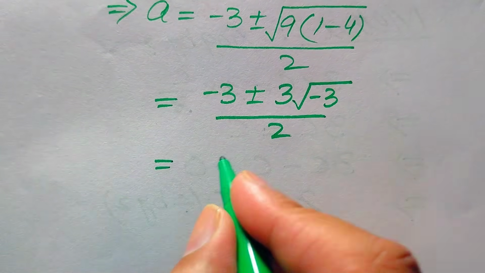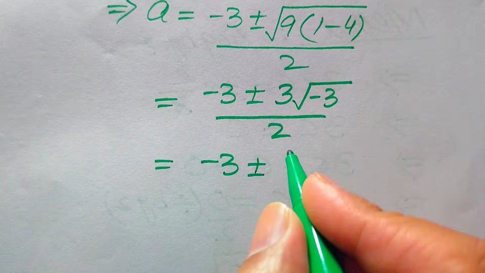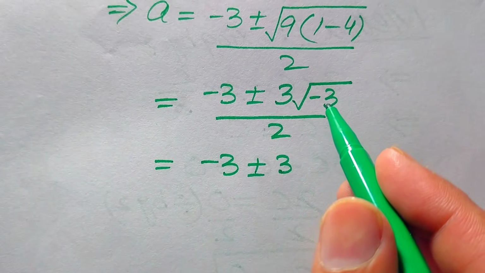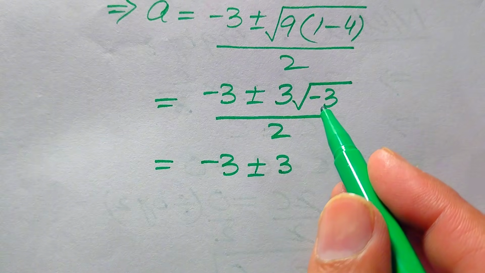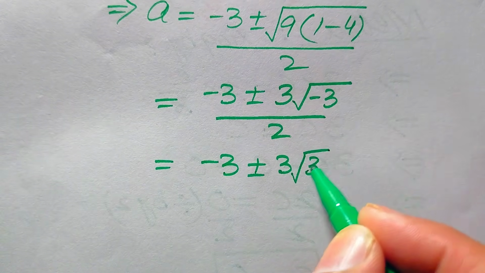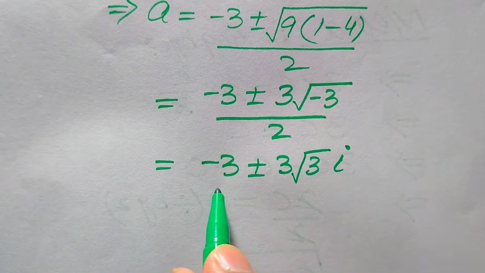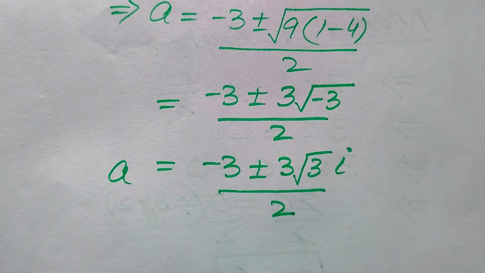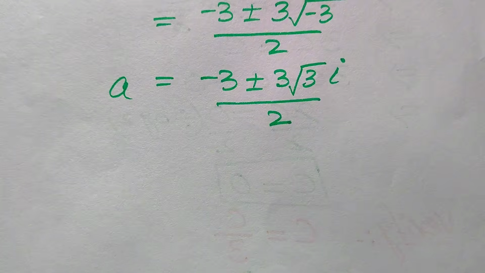Further, you again focus inside the square root sign, and we have minus 3 plus minus 3 times. You know that when a negative sign appears inside the square root sign, this becomes iota, and it is divided by 2. So finally, these are the other two complex roots of the given equation.